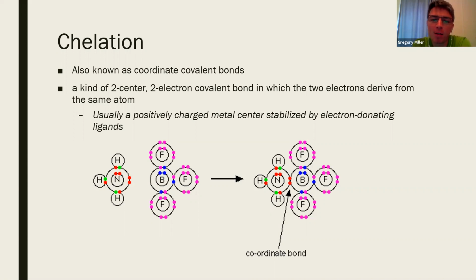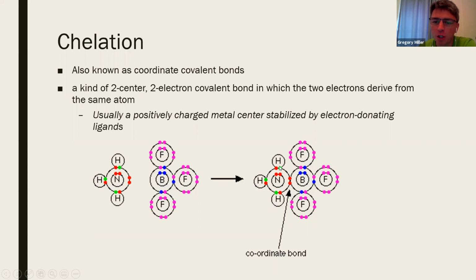The difference is with the fluorine-fluorine bond we had earlier, 1 electron came from each fluorine to come together and be shared. In a chelation bond, both of those electrons come from 1 atom. So if we look at this nitrogen-boron bond we're forming, nitrogen has these 2 red electrons that it's going to share with boron. So if we look at this coordinate bond, those 2 shared electrons are both red because they both came from the nitrogen. Boron, in this case, did not share any of its electrons.